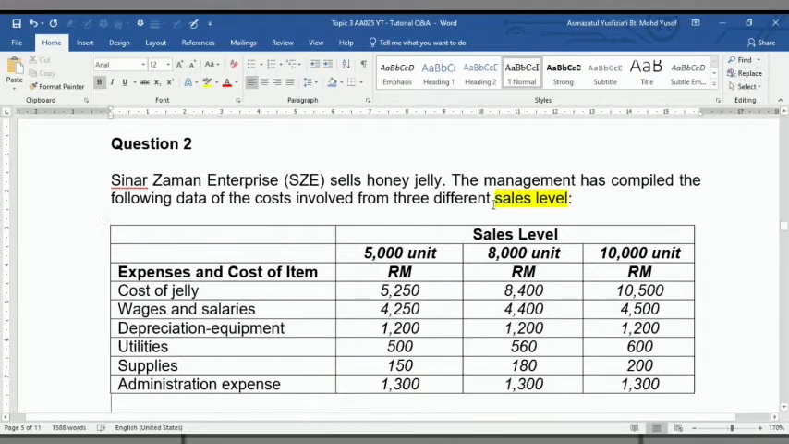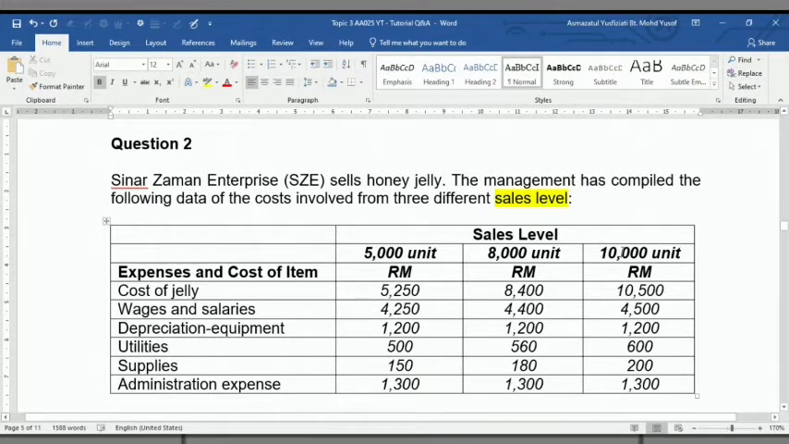Okay, so I highlight the sales level here. That means the sales level is the activity level, the production activity. So in here, there are only 3 sales levels. That means there are only 3 levels of output or activity level. Okay, so 5,000 units, 8,000 units and 10,000 units.